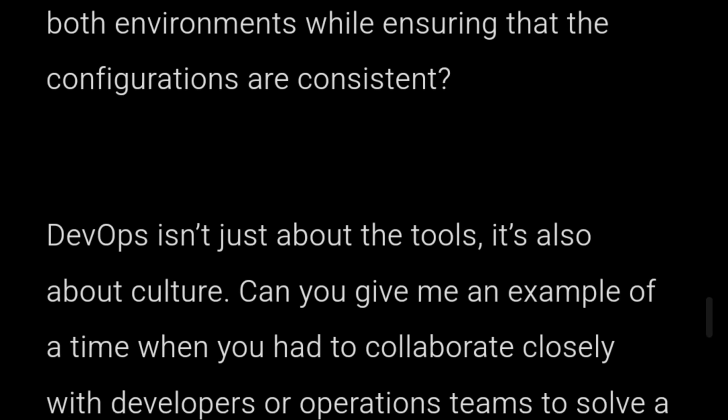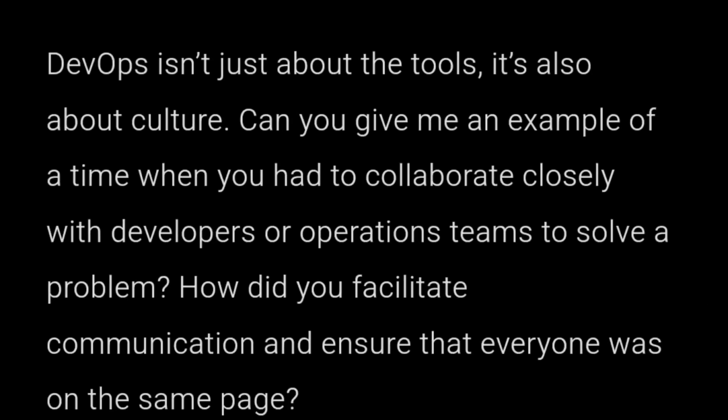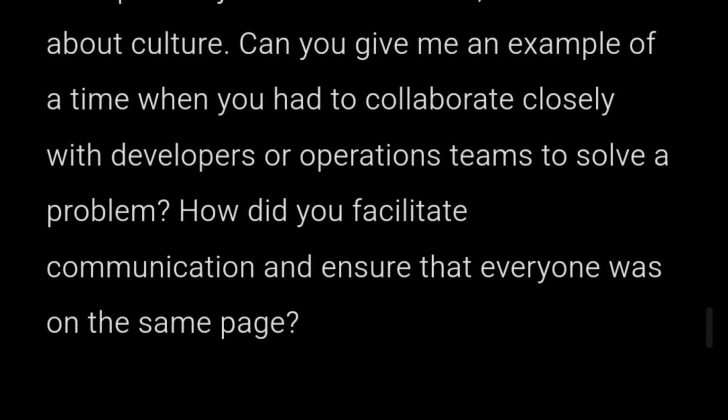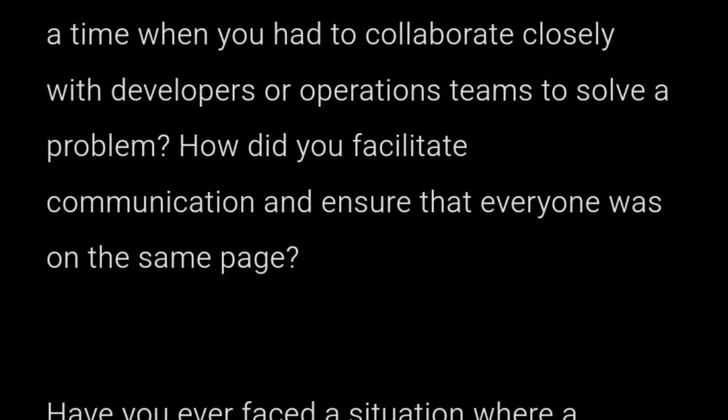And moving to the next question, DevOps isn't just about the tools, it's all about culture. Can you give me an example of a time when you collaborated closely with the developers or operations team to solve a problem? How did you facilitate communication and ensure that everyone was on the same page?